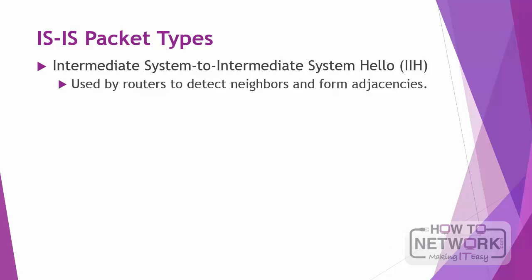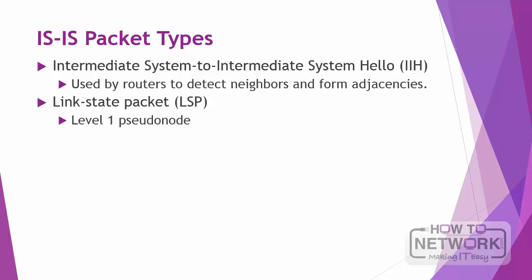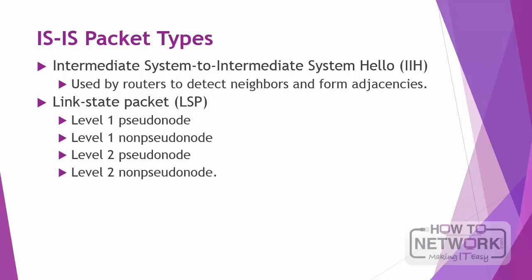Then there's the link state packet. There are 4 types of LSPs: level 1 pseudonode, level 1 non-pseudonode, level 2 pseudonode, and level 2 non-pseudonode.